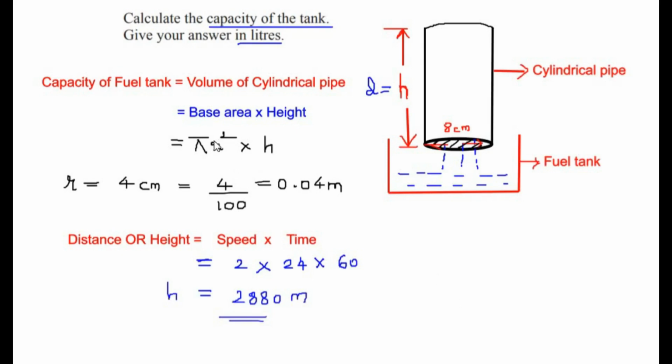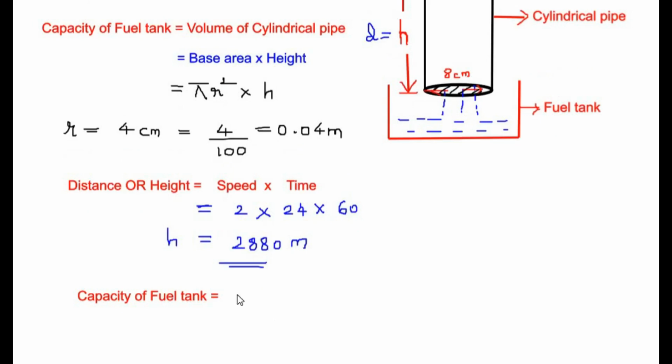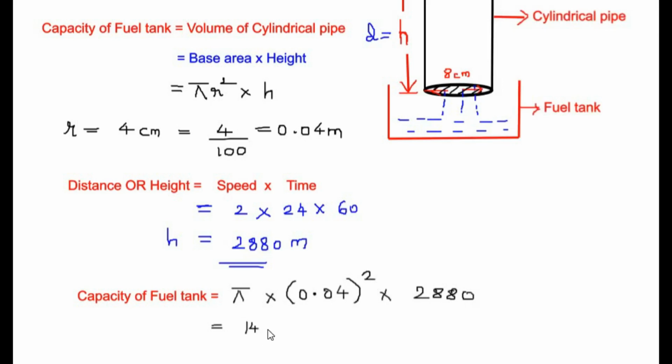Now let us substitute the radius value and the height in the formula for the capacity of the fuel tank. So we have the capacity of the fuel tank as pi times r, we got it as 0.04, so 0.04 square, times the height, we got it as 2880 meters. So let us find out how much we get. That gives us a value of 14.476, or we will round it off as 14.48. So this is 14.48, and this is in cubic meters, because the radius also was in meters and the height also was in meters.